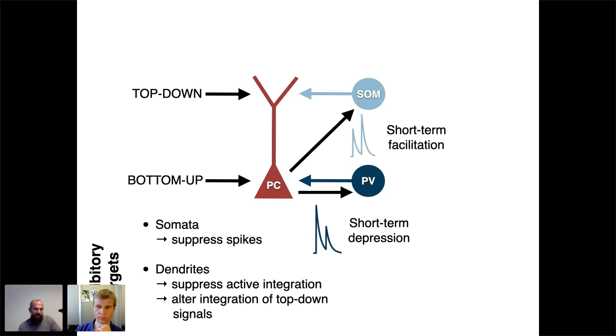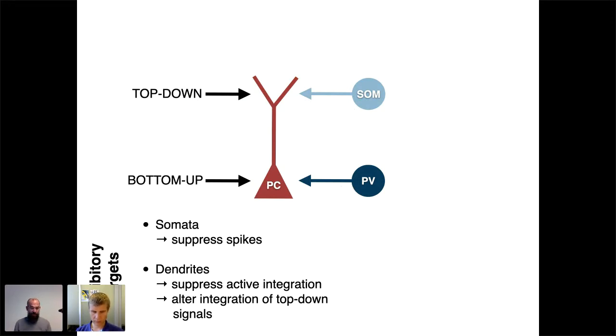So you have these somatostatin-expressing cells that target the distal dendrites, and they often have facilitating inputs. So if you have two spikes in quick succession, the second spike is often a lot more effective at driving these cells. Actually, quite strikingly so. Sometimes the first spike is just silent. So that's something I'll come back to later on.